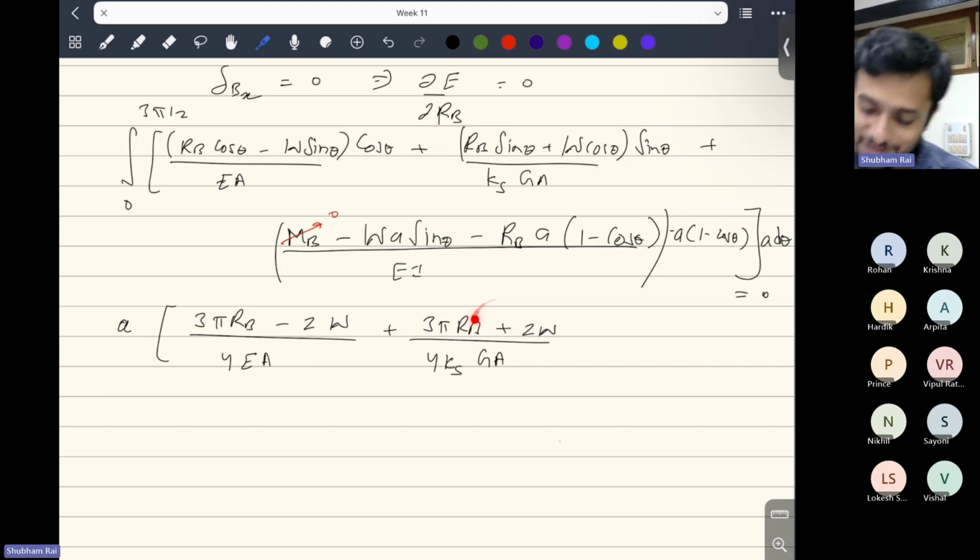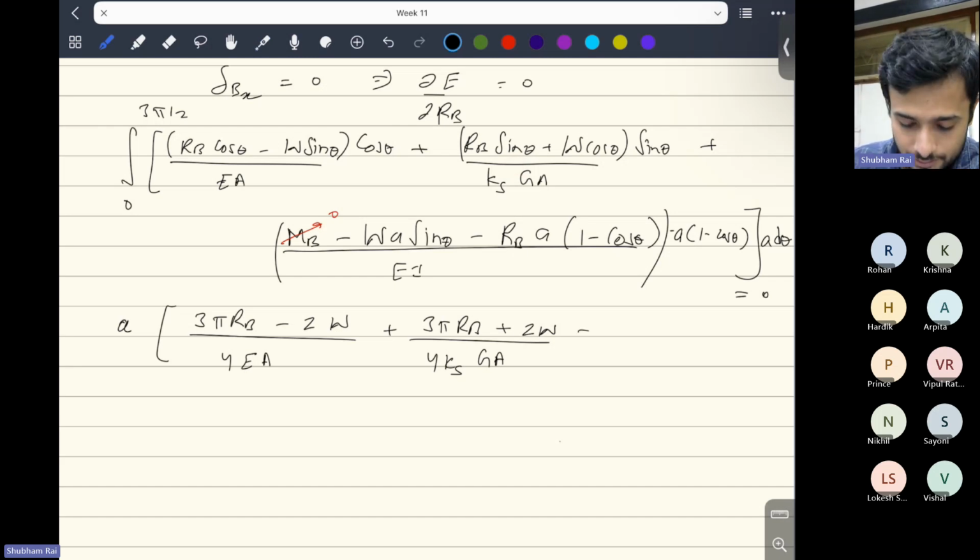Yeah, actually it will not give you 0. So sin theta and cos theta you can write as sin 2 theta by 2 and then integrate. Similarly here, cos theta and sin theta you can write as sin 2 theta by 2, and sin square theta you can write as (1 minus cos 2 theta) by 2, and then you can integrate. Similarly, if you integrate you will get these values.